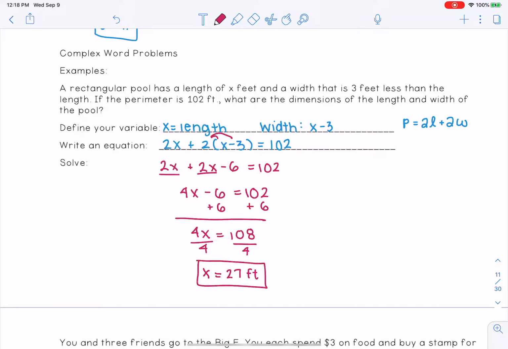Now be careful. We need to make sure we're answering the question. It wants to know what's the length and what's the width. So the length was just x, so the length is 27 feet. And the width was 3 less than that. So our width is 27 minus 3, or 24 feet.